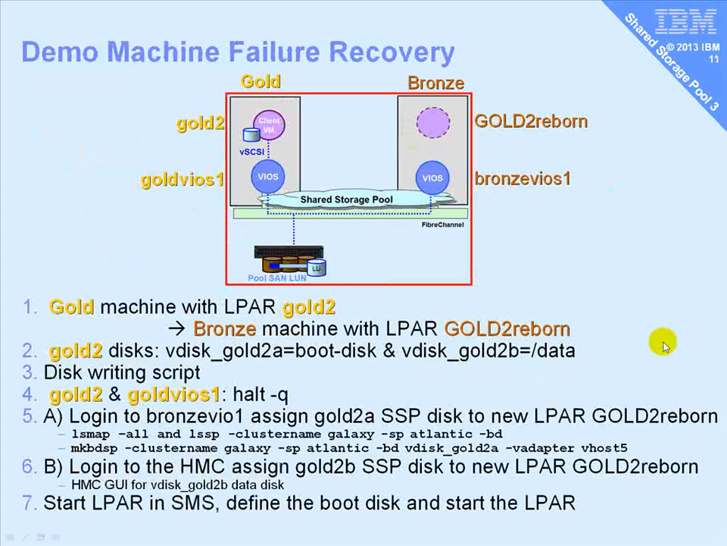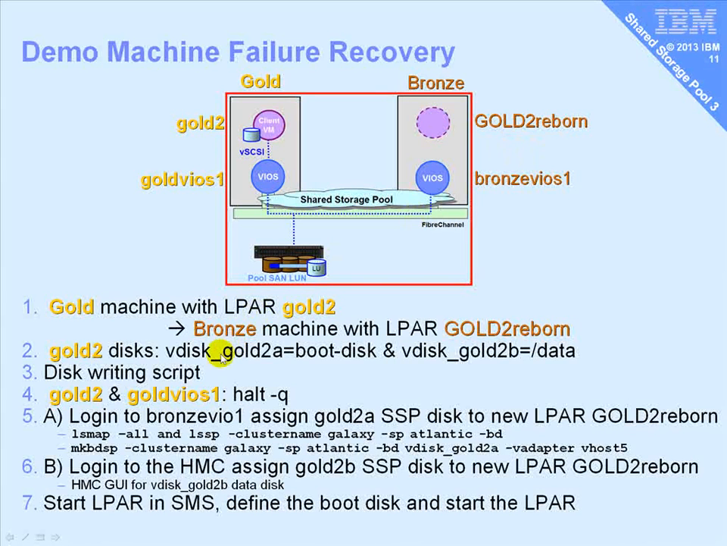First, we better go through the various components of the demo, otherwise you may get lost on what's going on. We have 2 machines called Gold and Bronze. On the Gold machine we have Gold VO Server 1, which is hosting the Gold 2 logical partition. On the same shared storage pool we have Bronze VO Server 1, and there's an LPAR, well a shell of an LPAR running here called Gold 2 Reborn, and we use that for the recovery.